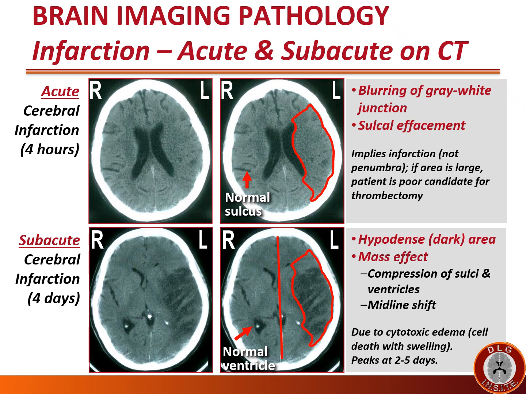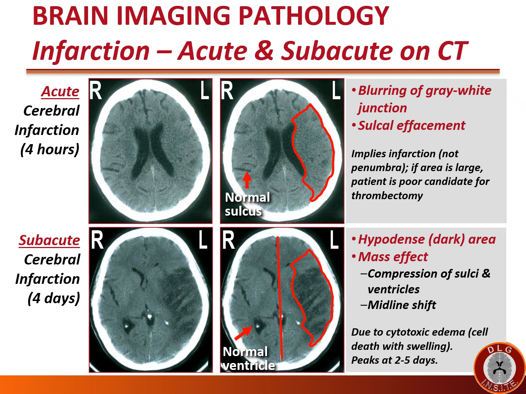When there is this darkening of the cortex on a CT, that implies the tissue is actually dead and an infarction, not penumbra or salvageable. If the area is very large with this darkness, the patient is a poor candidate for thrombectomy because recovery is not likely.